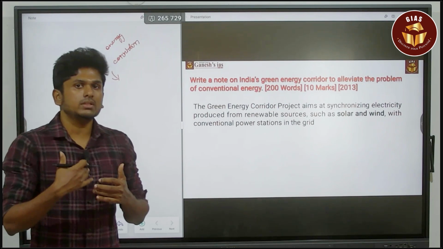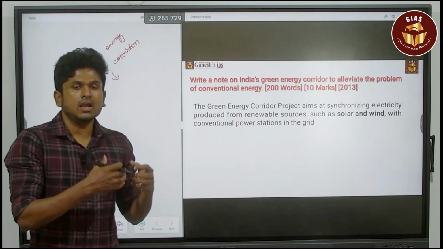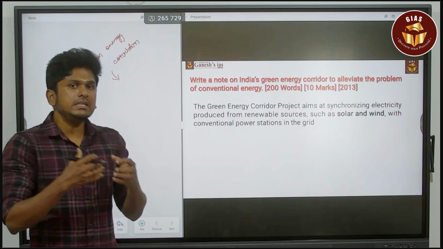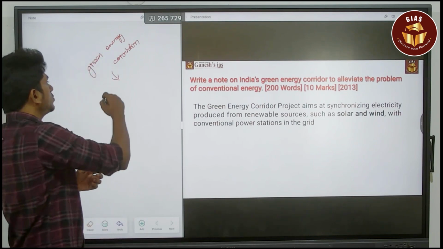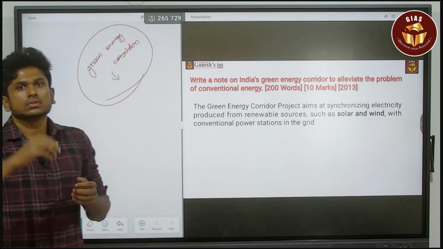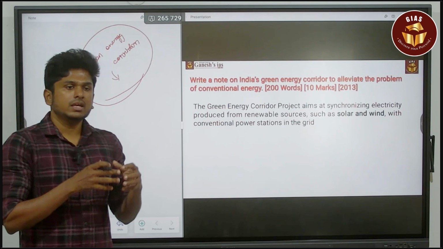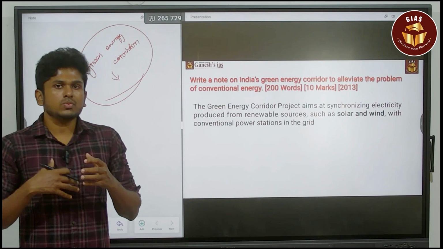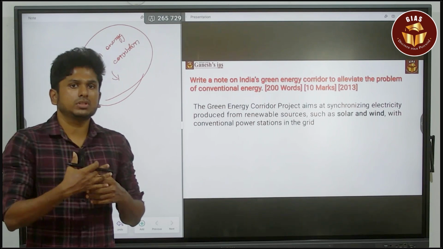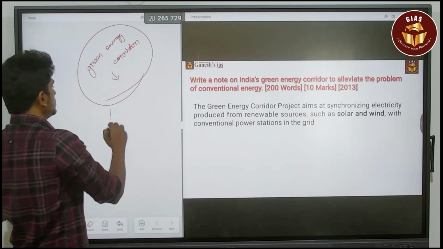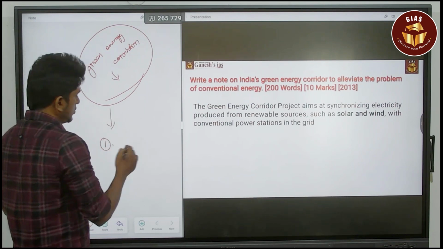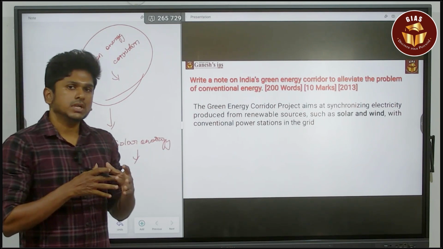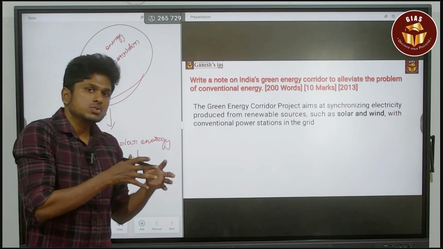That is the more important thing. It is not only about producing it, we also have to use it for our day-to-day needs, so we have to integrate it. For that, we go for the green energy corridor, which is nothing but connecting the renewable energy source to the conventional energy source, so you can use both. Why do we need to use both? The issue with renewable energy is, for example, with solar energy, the energy will be available only in the daytime, at the time of the presence of solar power.